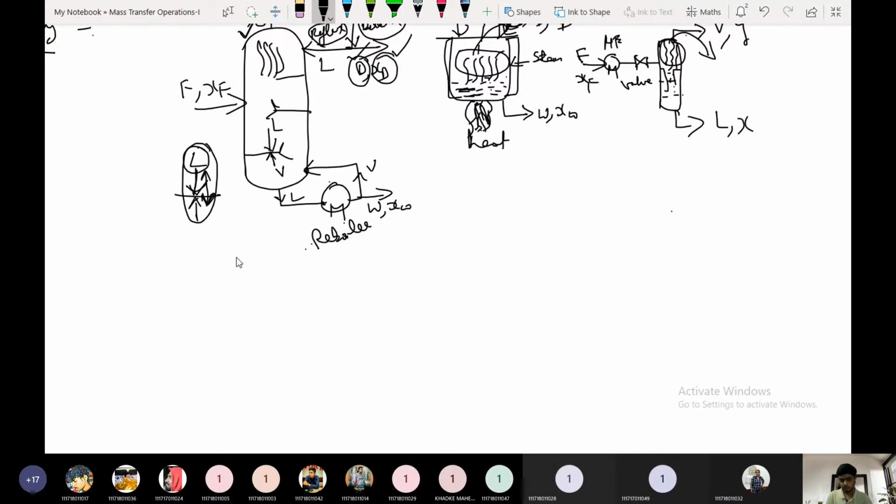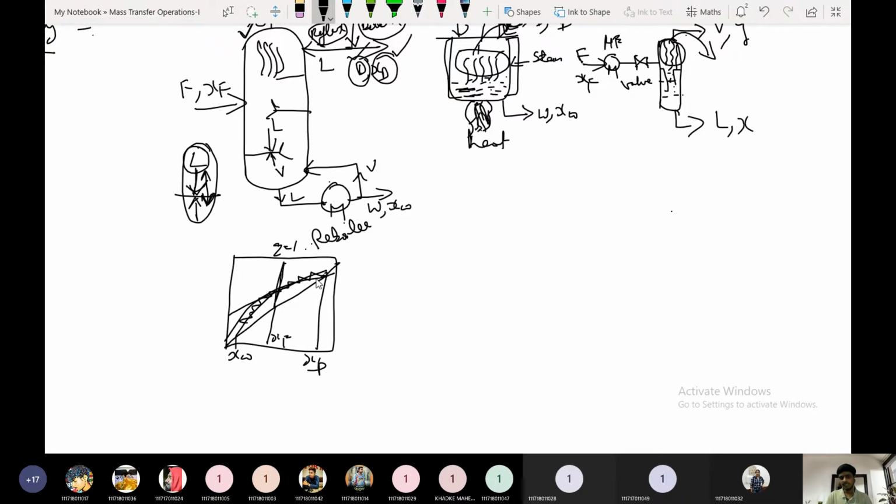These plates, we estimated the number of plates using the McCabe-Thiele method. How did we estimate? XD will be there, some curve, an operating line for the top section, then the feed section will be there, XF. Depending on the feed conditions, q equal to 1 or q equal to 0, the feed line will be there. Then from this we have the XW composition. This is the bottom section operating line. From this one we have drawn the number of plates.